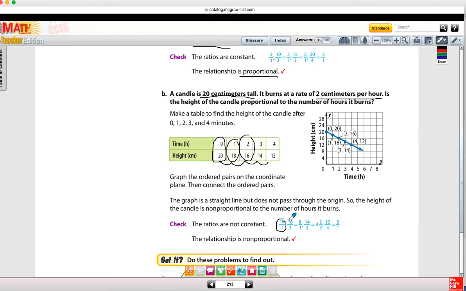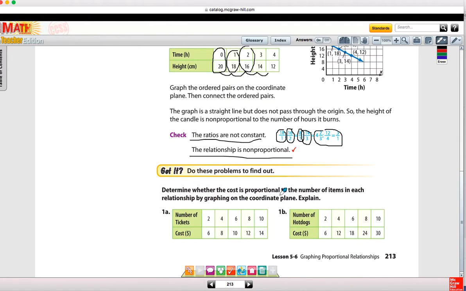Even though it is a constant decrease of 2 centimeters each time, when we look at those ratios right here, 18 divided by 1 and 16 divided by 2, 16 divided by 2 is 8 over 1, and then we don't get that same constant of proportionality. So we are going to say that those ratios are not constant and that the relationship is non-proportional. Let's take a look at the example given here.